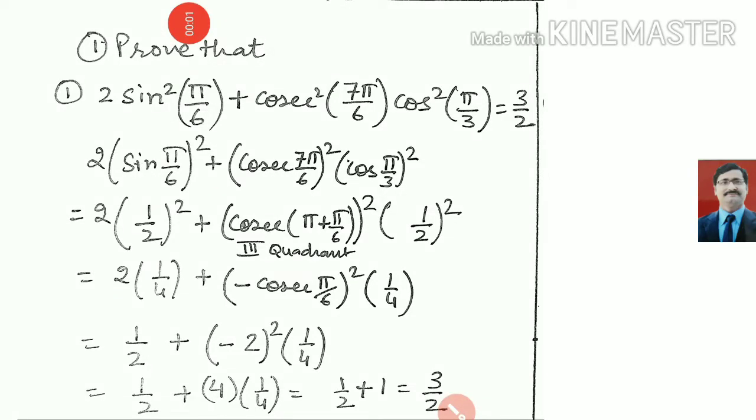Hello students, today we will start this part 3. Here the first question is: prove that 2 sin square pi by 6 plus cosec square 7 pi by 6 into cos square pi by 3 equals 3 by 2. This we have to prove, and it is very simple.